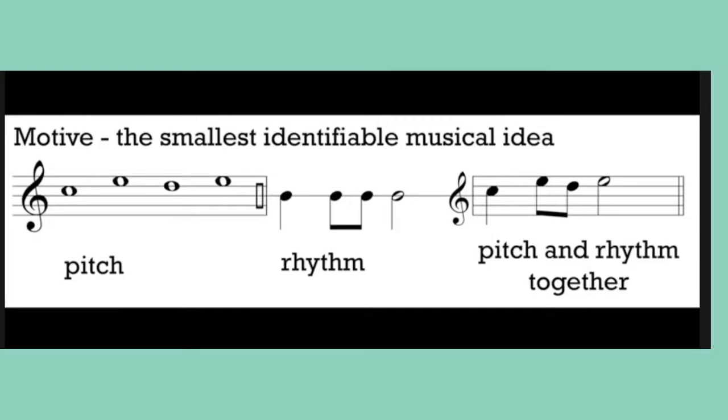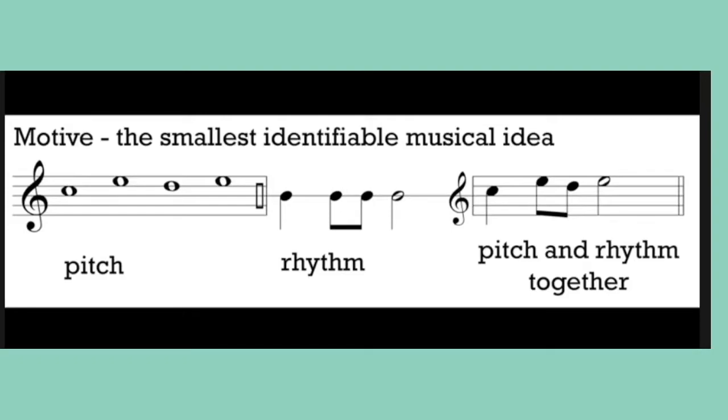If we want to start at the smallest level, we might talk about motive. Motive we might define as the smallest identifiable musical idea. It's one of the ways that our text, Kostka and Payne, likes to talk about motive. The smallest identifiable musical idea, it could be a series of pitches or intervals that are repeated, like a series of pitches we have here that goes up a third, down a step, and back. That's a pitch motive that we could see over and over again in a piece.